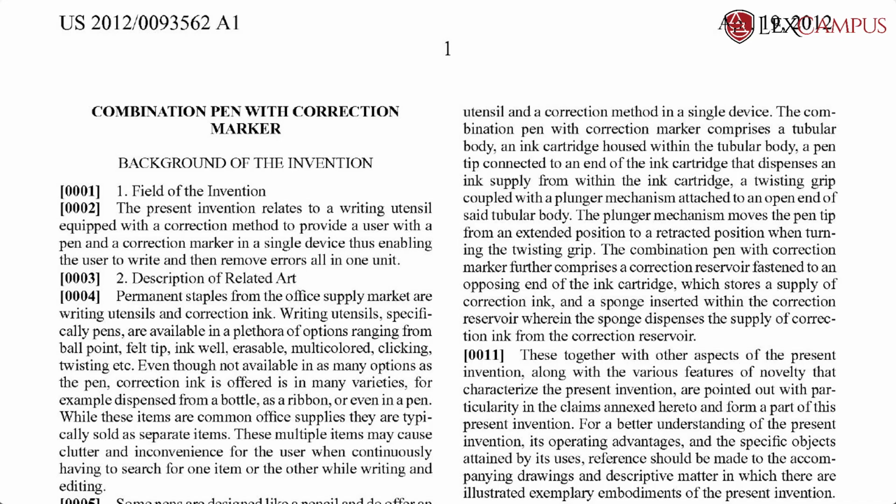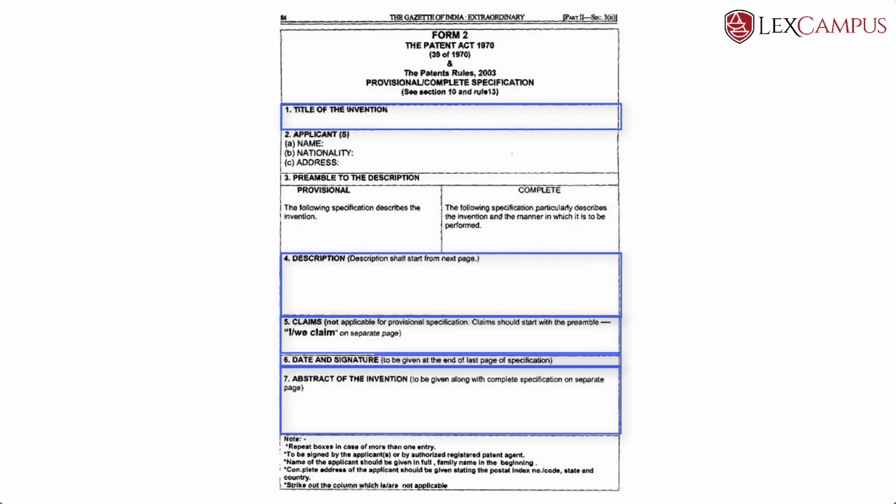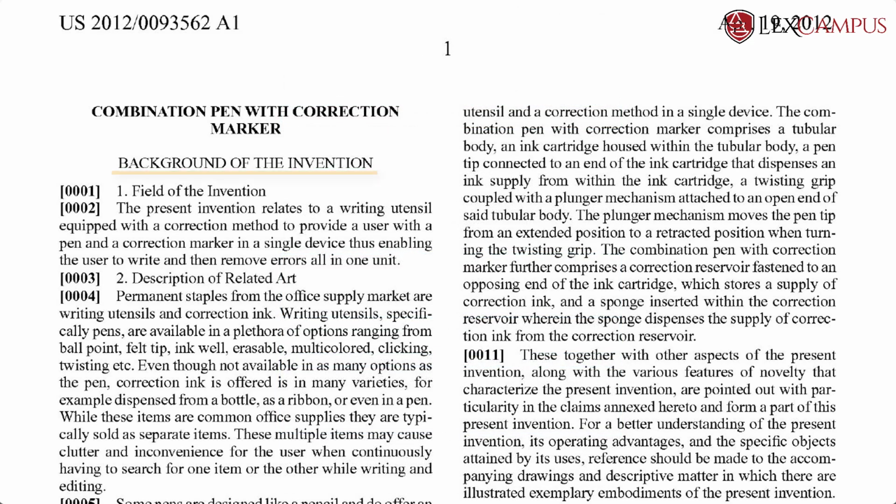So, the descriptive part has various subheadings, and we have already seen that the patent specification shall start with the title, there shall be an abstract, there shall be a descriptive part, then there shall be claims, and then there shall be the signature. I mean, we saw that in the form 2. Now, the background of the invention may start with the field of the invention.